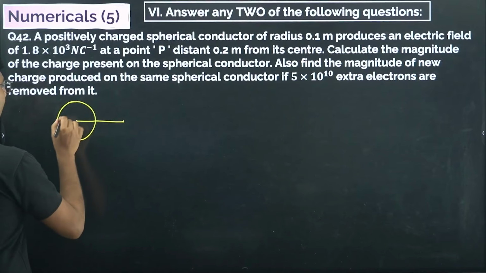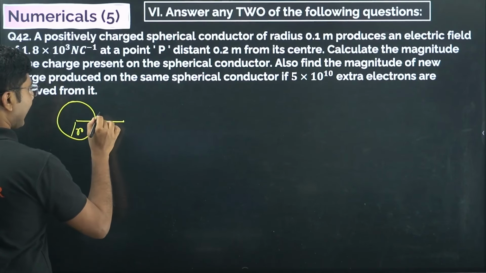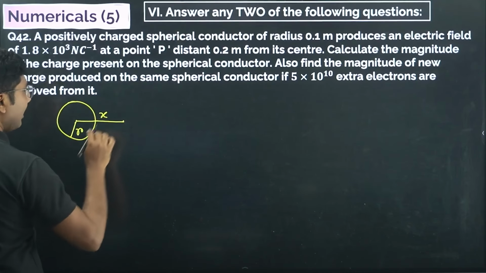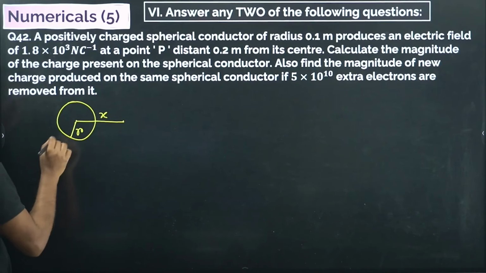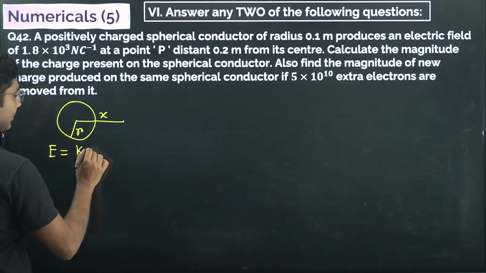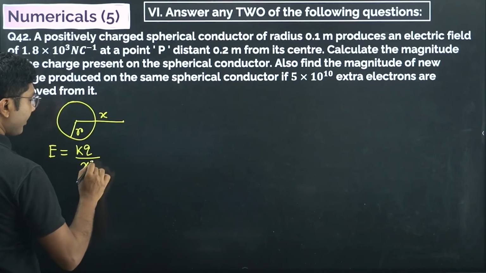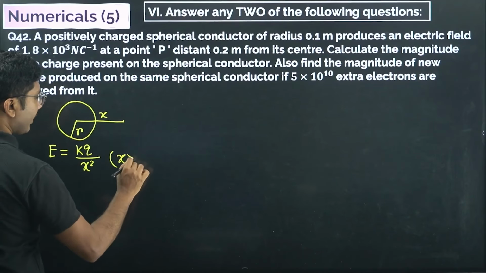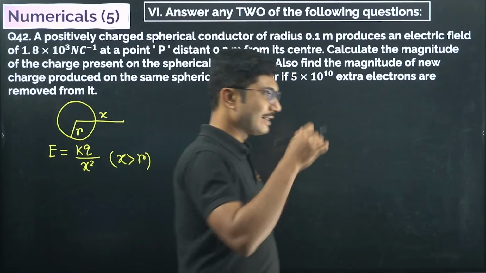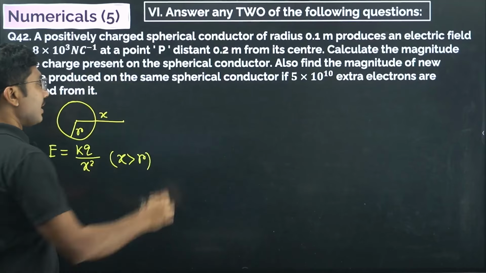Okay, so this is small r, this is x. For x greater than small r, the electric field is given by K times the charge enclosed in the conductor divided by the distance squared, for any point where x is greater than r.